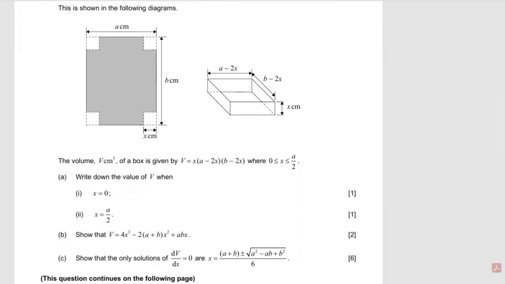The volume V of the box is given by this, and this is a cubic expression, L into W into H, where x is within 0 and A over 2.